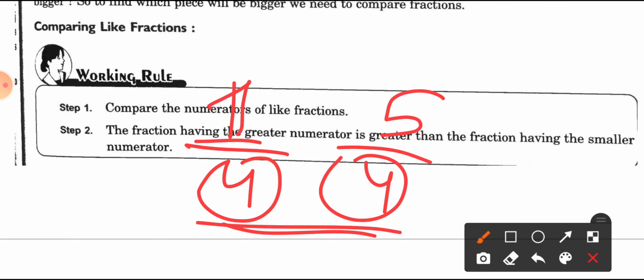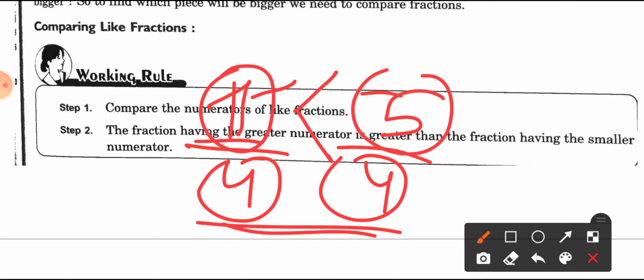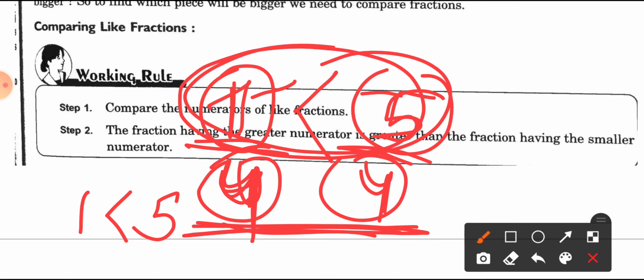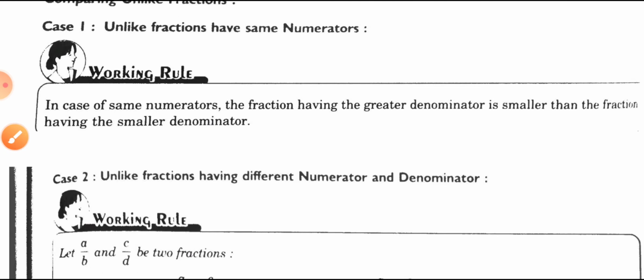They have the same denominator, so you have to compare their numerators. The numerator is 1 and here 5. So which is the greater one here? 5 is greater than 1. It means 5 by 4 is greater than 1 by 4. In like fractions, it's easy. You only have to compare the numerators, and the fraction with the higher numerator will be the greater fraction here.